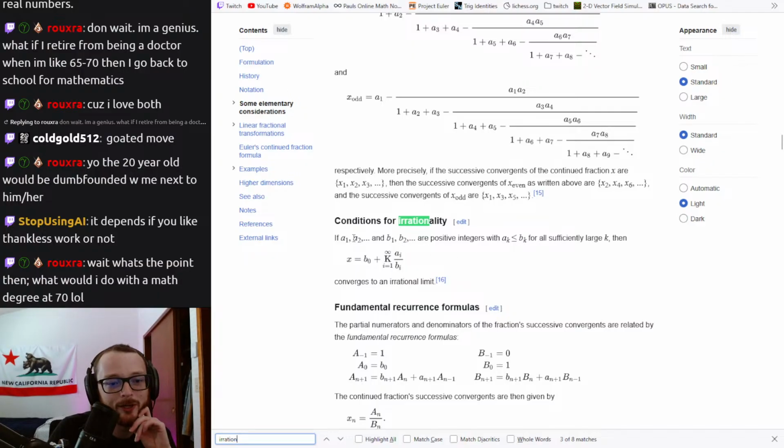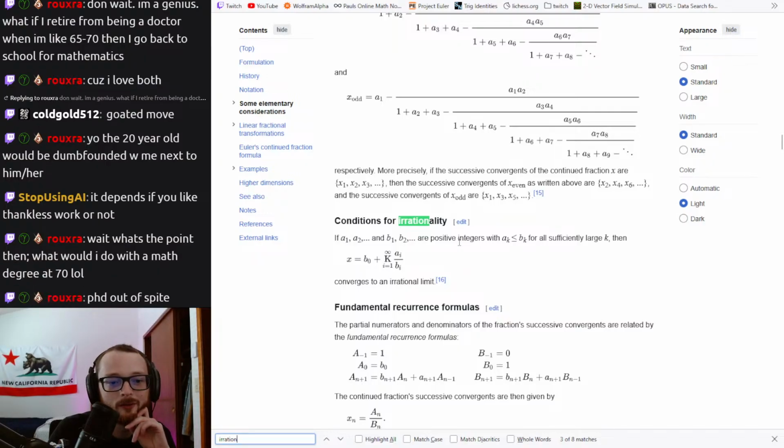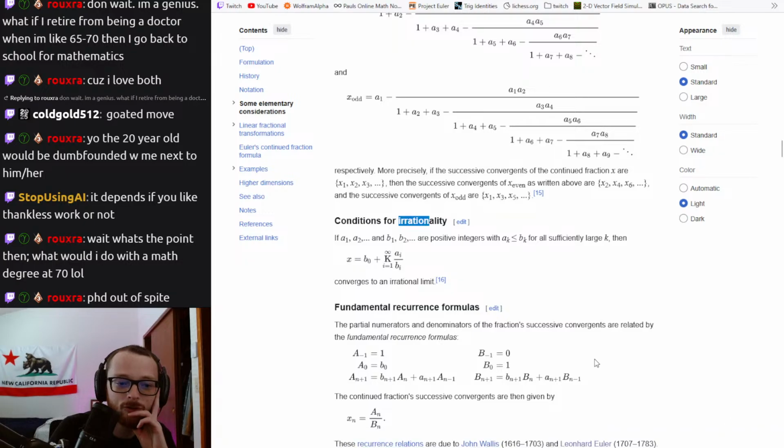Okay, this is the condition for irrationality. If they're positive integers with a sub k less than or equal to b sub k for all sufficiently large k, then, oh, that's cool notation, that converges to an irrational limit. So I guess, that's a looser condition than I would have thought for irrationality.